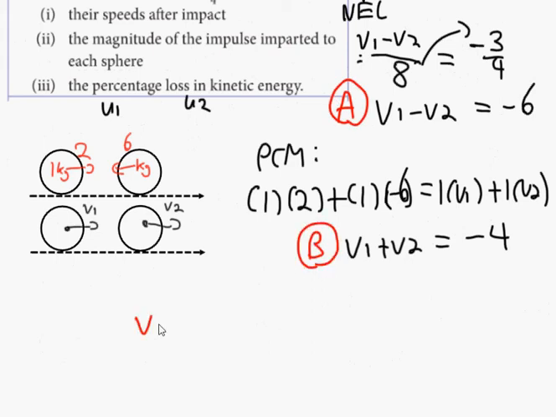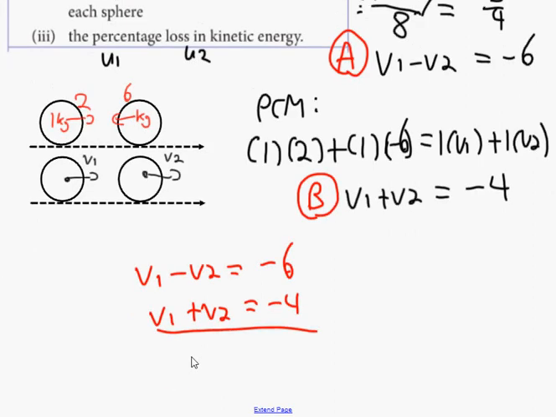So you have phi1 minus phi2 equals minus 6. And then phi1 plus phi2 equals minus 4. We're going to have 2 phi1 equals minus 10. Phi1 equals minus 5. As predicted, phi1 is going to the left at minus 5. And then we have to figure out what phi2 is doing.